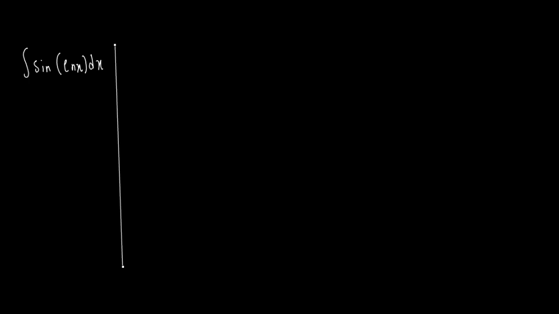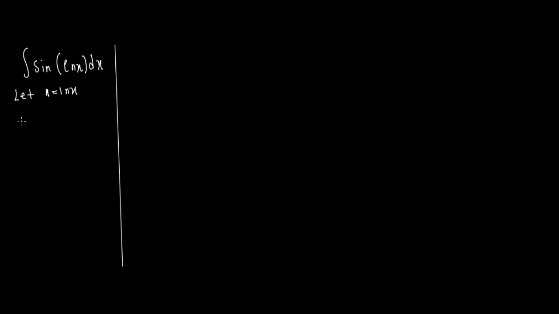So following the word LIATE, L is the first letter. So we're going to say let u equal ln x. But we see that ln x is inside the sine x. How can we simplify this problem?